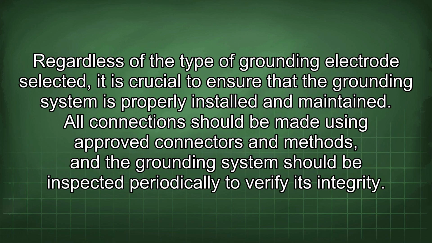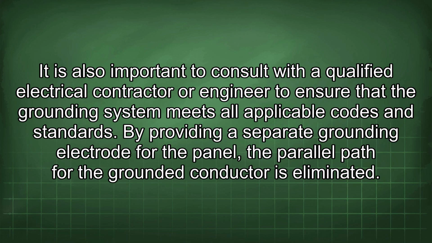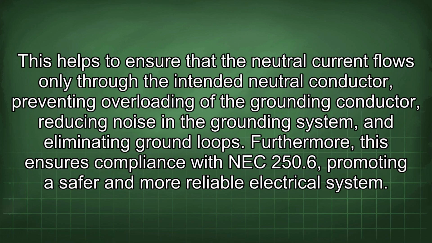Regardless of the type of grounding electrode selected, it is crucial to ensure that the grounding system is properly installed and maintained. All connections should be made using approved connectors and methods, and the grounding system should be inspected periodically to verify its integrity. It is also important to consult with a qualified electrical contractor or engineer to ensure that the grounding system meets all applicable codes and standards. By providing a separate grounding electrode for the panel, the parallel path for the grounded conductor is eliminated. This helps to ensure that the neutral current flows only through the intended neutral conductor, preventing overloading of the grounding conductor, reducing noise in the grounding system, and eliminating ground loops. Furthermore, this ensures compliance with NEC 250.6, promoting a safer and more reliable electrical system.